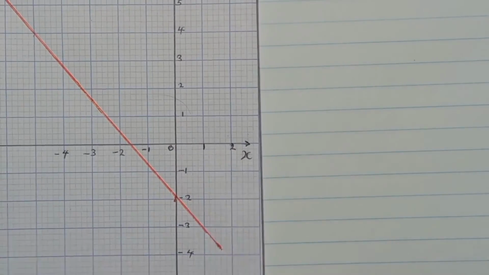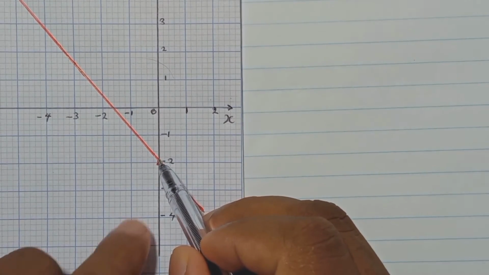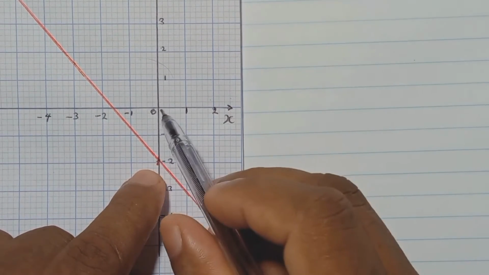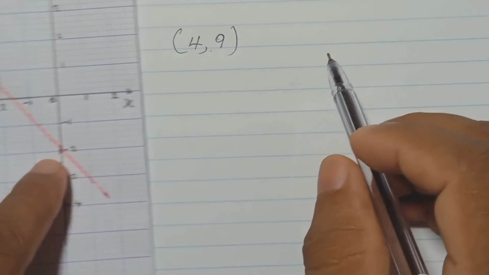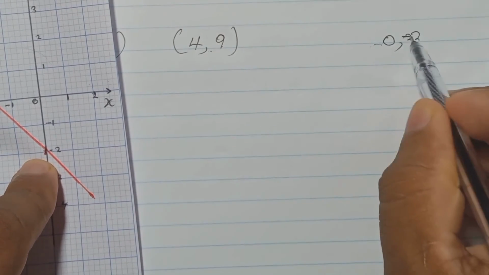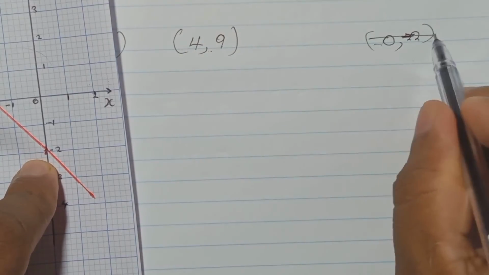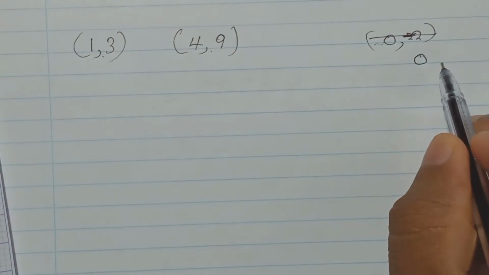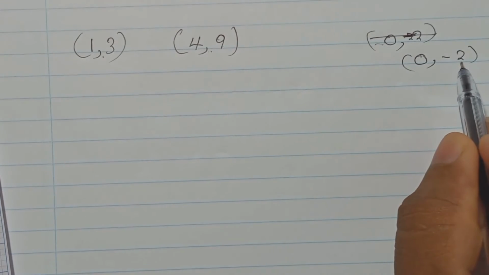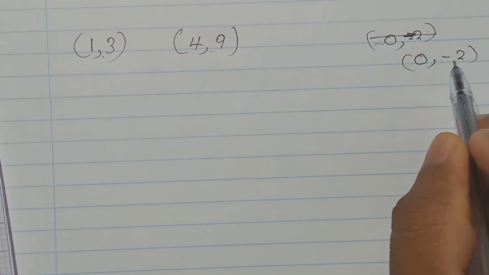Before that, focus on this one. What is this point coordinate? For this point, the x value will be 0 and the y value will be -2. This point coordinate is (0, -2). If I write it here, it will be (0, -2), 0 comma -2, and the y value will be -2. Here the y-intercept, sorry, not the gradient, the y-intercept will be -2.